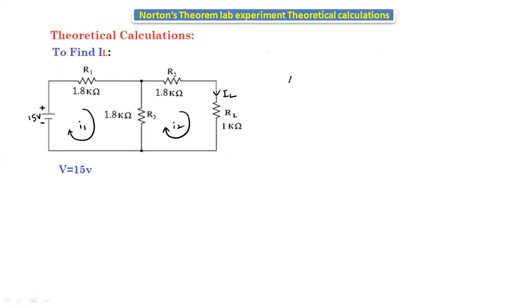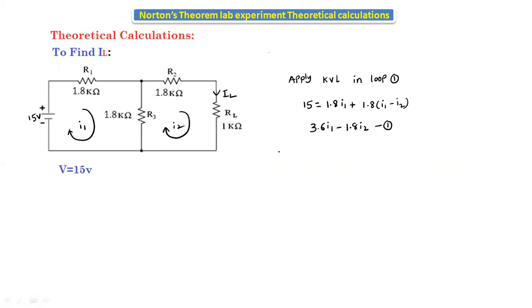If we apply KVL in loop 1, we will get 15 is equal to 1.8 I1 plus the common resistor 1.8 into (I1 minus I2). If we simplify this, we will get 3.6 into I1 minus 1.8 into I2. Assume that it is equation number 1.